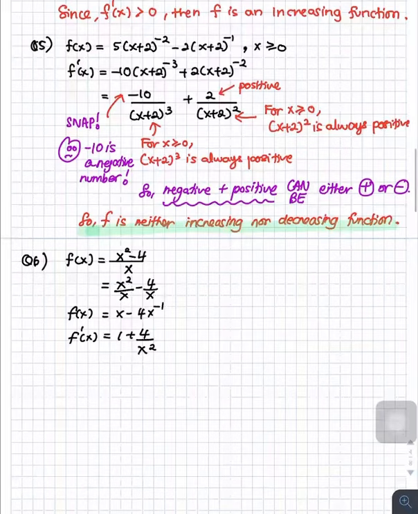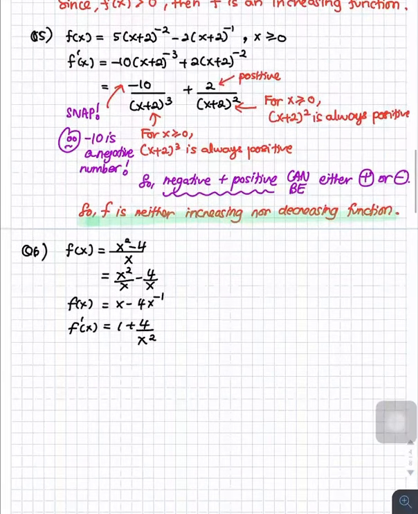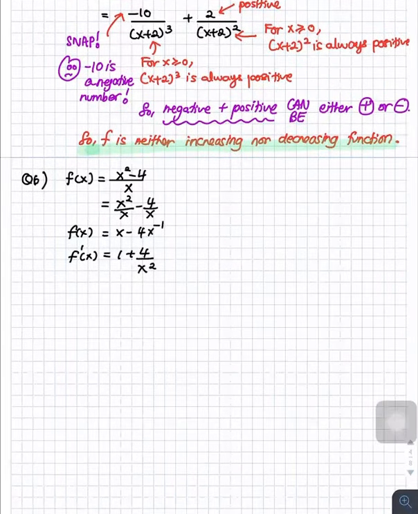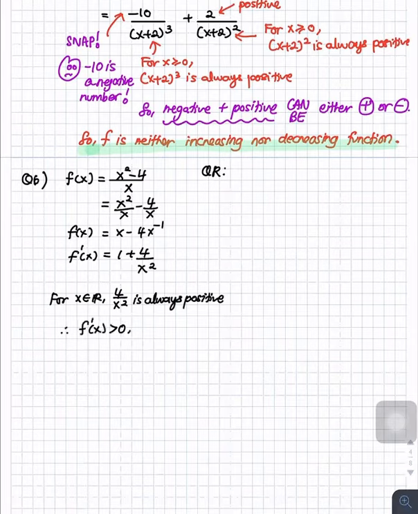Remember, I always say check. Don't always fall for the rule. Nobody likes rule. But if you really want to use the quotient rule, I will just show it here. I think after this is done, what can you say? For x element of real number, 4 over x squared is always positive. 1 is a positive number. Therefore, you're right. f prime x is more than 0. So, f is an increasing function.